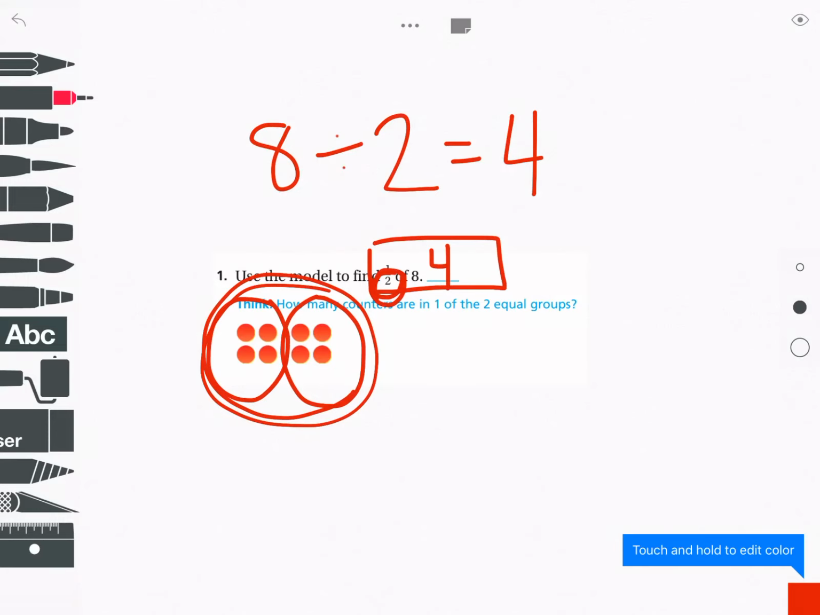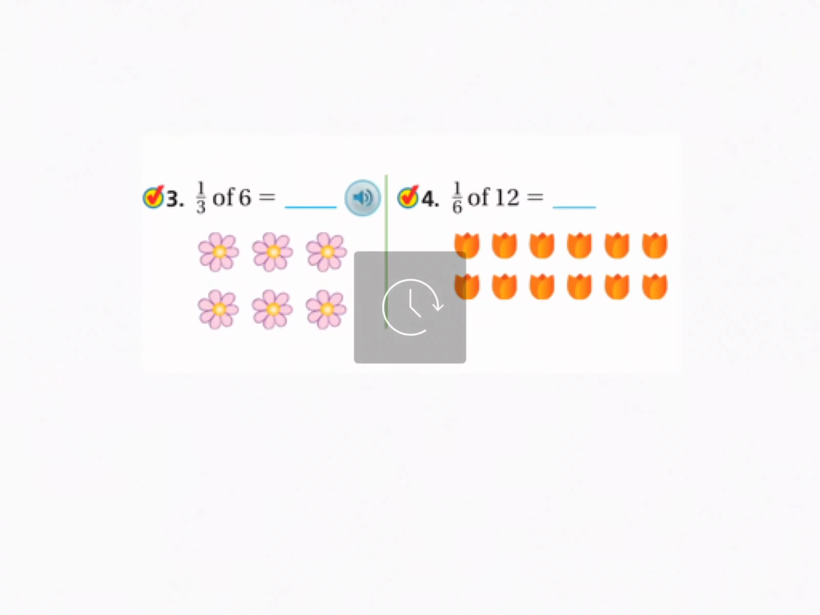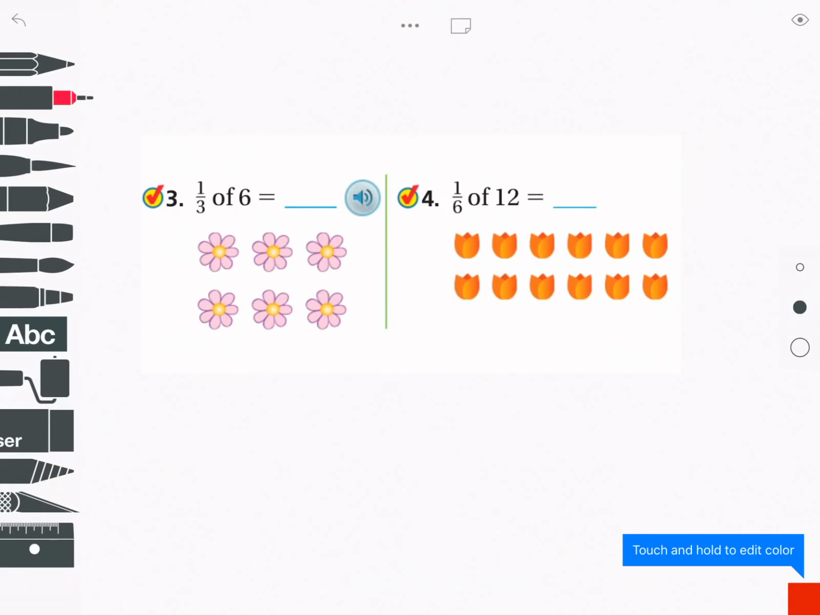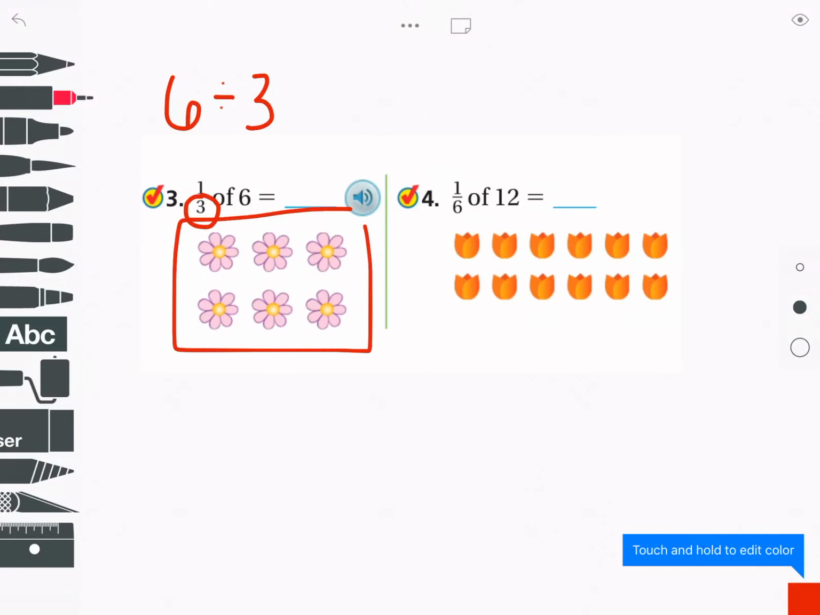All right, let's try a couple others really quickly. So numbers 3 and 4, also in 8.8. Number 3 is finding 1/3 of 6. So in this case, our whole number is 6. We're starting with 6. And we are going to split it into 3 equal groups, because that's our denominator. And we know that we're talking about thirds. So we have our whole right here, and we're going to split it into thirds.